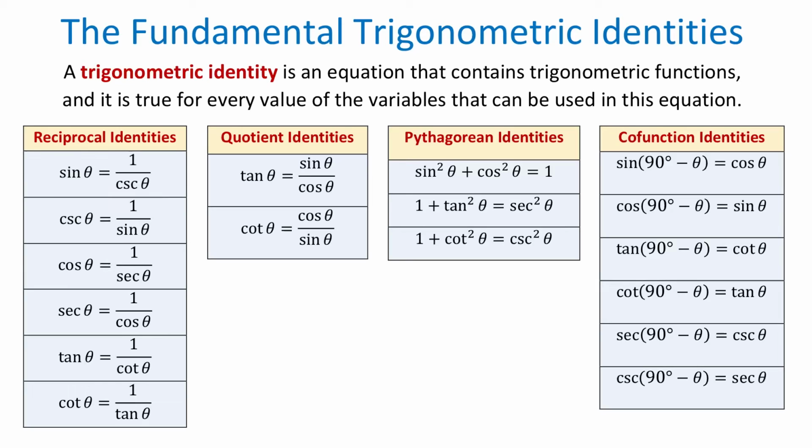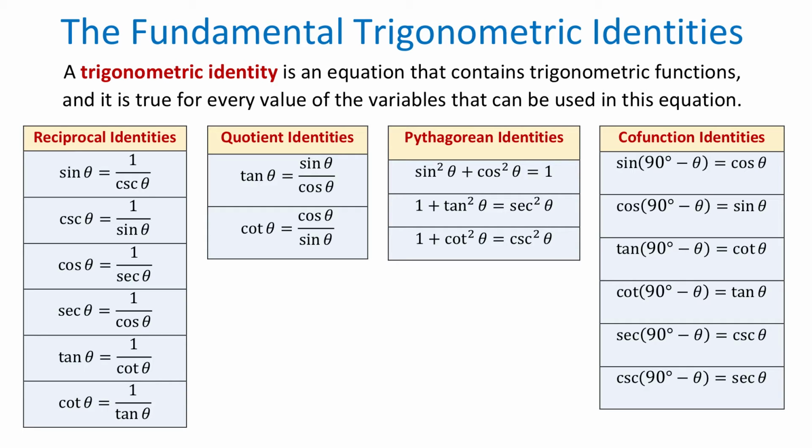In this video, we will talk about the fundamental trigonometric identities. A trigonometric identity is an equation that contains trigonometric functions, and it is true for every value of the variables that can be used in the equation. There are many trigonometric identities, and in this video, we will talk about the fundamental trigonometric identities.